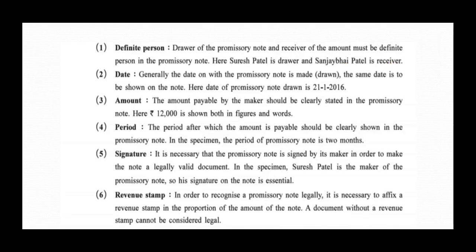Then signature. It is necessary that promissory note is signed by the maker in order to make the note a legal valid document. In the specimen, Suresh Patel is the maker of the promissory note, so his signature on the note is essential. Friends, without signature the document will not be legal. So there must be a signature of the drawer here. Revenue stamp. In order to recognize a promissory note legally, it is necessary to affix a revenue stamp in proportion to the amount of the note. The document without a revenue stamp cannot be considered legal.